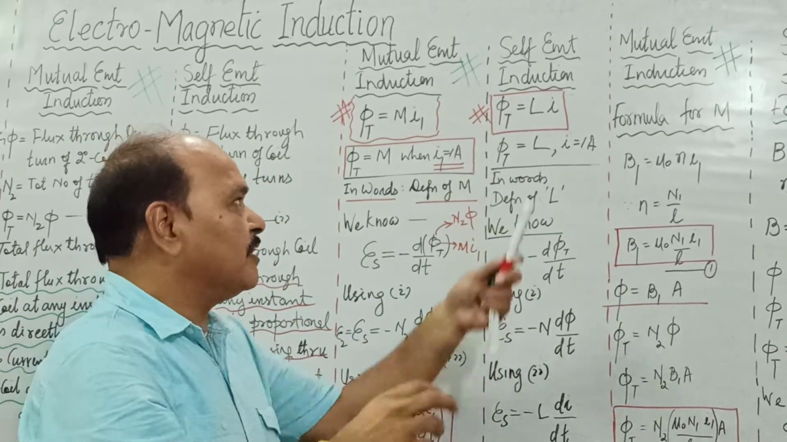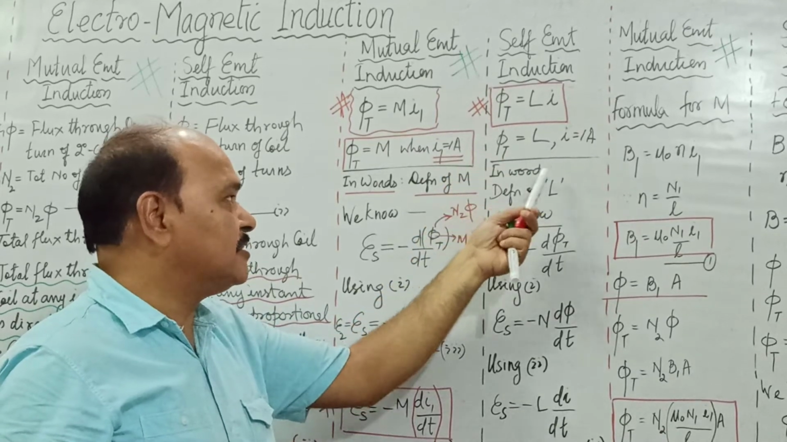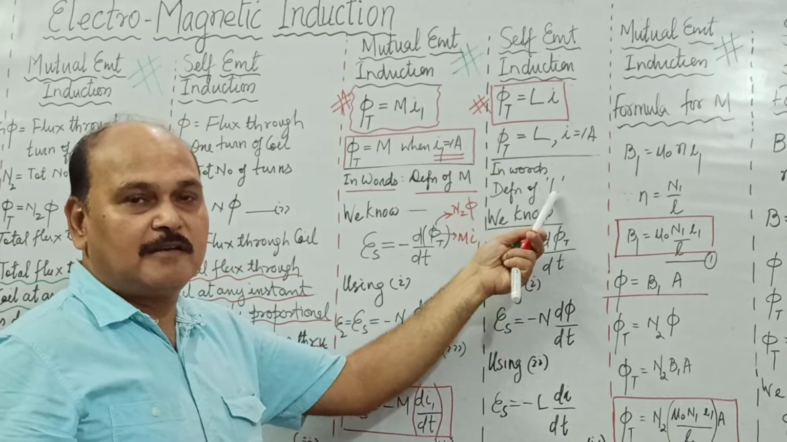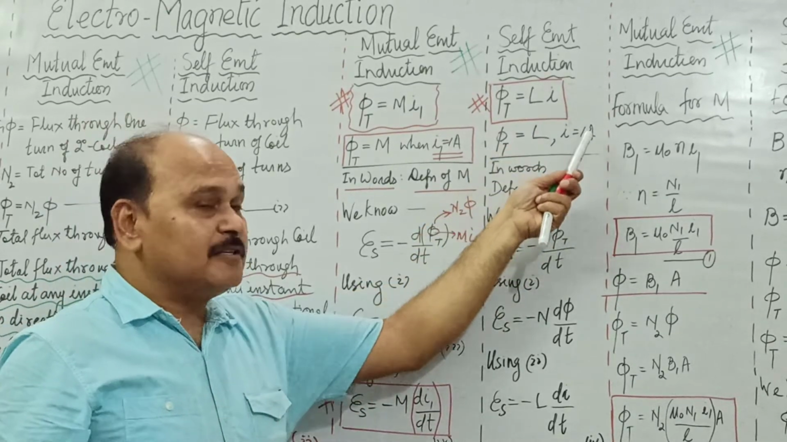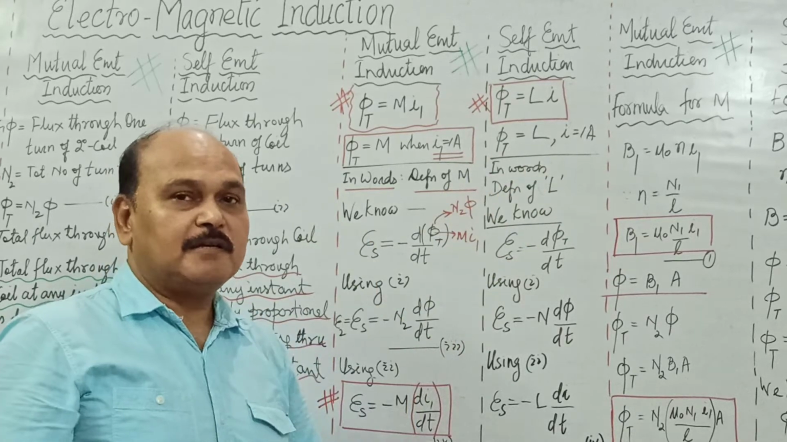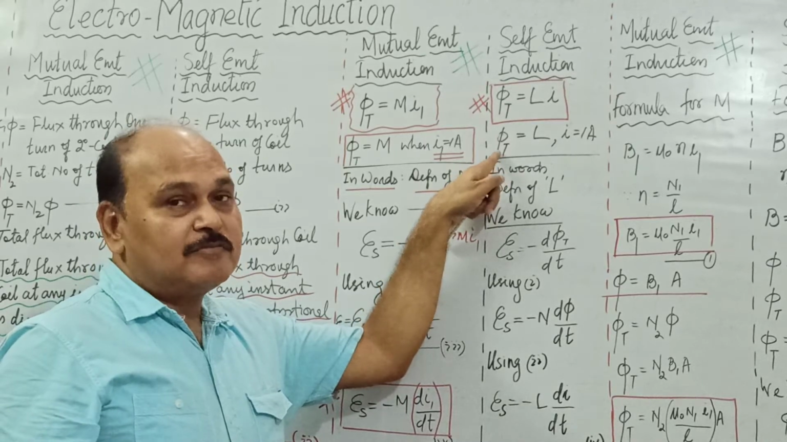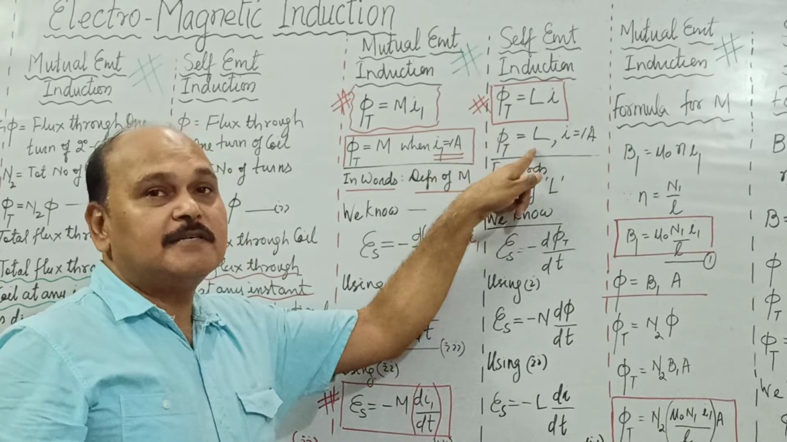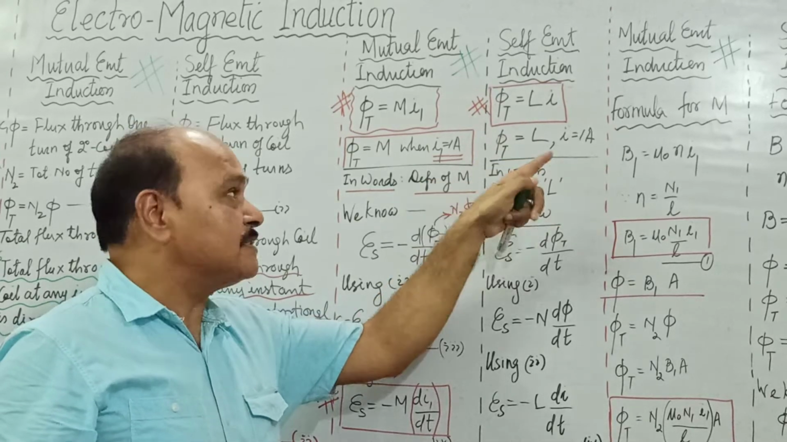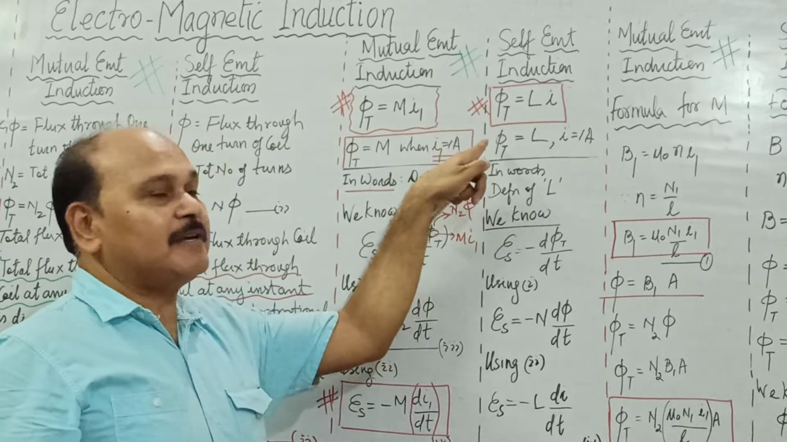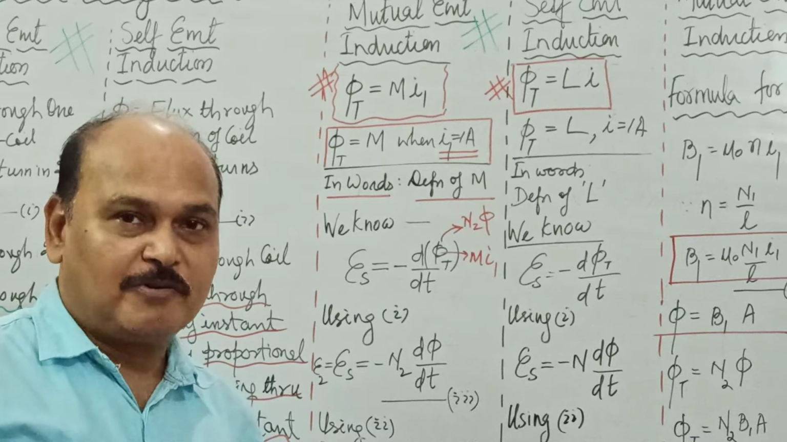See, when I is equal to 1 ampere, this L is going to be equal to N phi. If we write this in words, we have the definition of L. When the current passing through the coil is 1 ampere, the total flux passing through the coil is the same as the coefficient of self-induction of the coil. Or self-inductance of the coil is defined as the total flux passing through the coil when there is unit current, or 1 ampere current, passing through the coil.